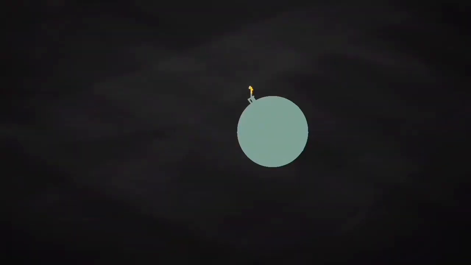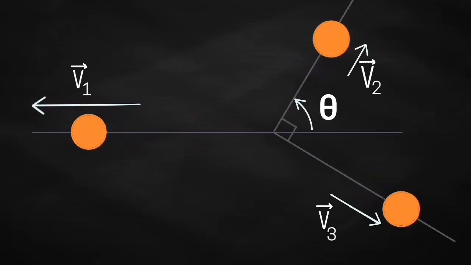Consider a bomb of mass 3m at rest. Now, due to some internal chemical reactions, the bomb suddenly explodes into three identical masses, each of mass m. Let's assume that two of them, moving with velocities v2 and v3, are moving at right angles.